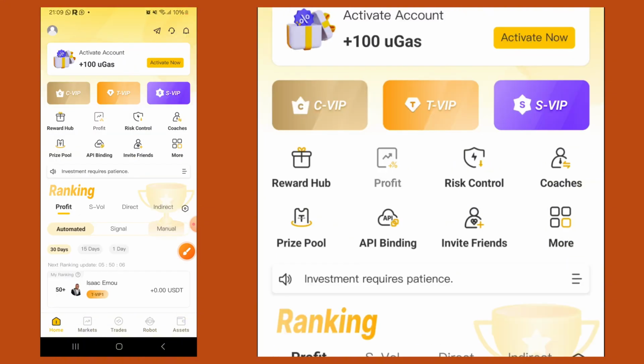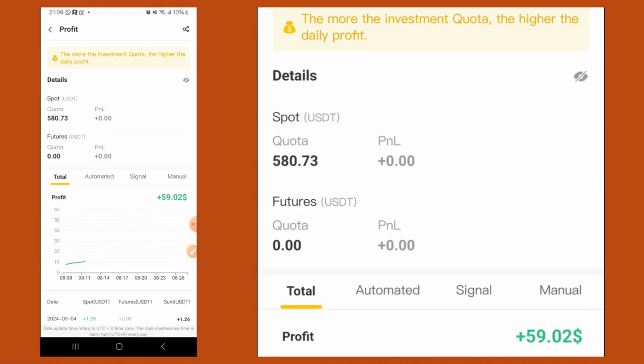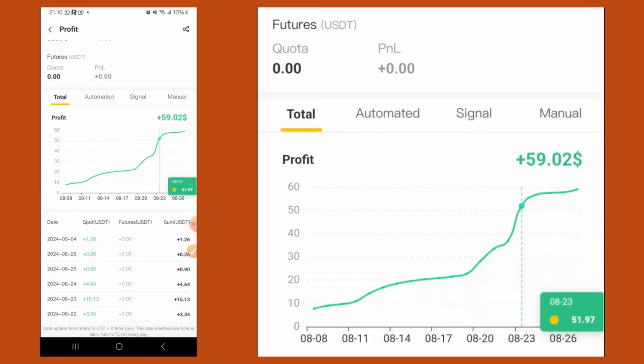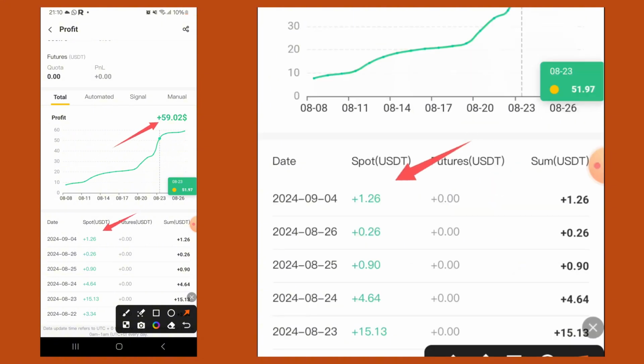This account is new, but if I tap on profits, with the spot, you actually have to be a little patient, and in just a few days I've made $59. This is what you can make. If you're running that, you make between $0.26 to $15. That's the question that most people are asking.